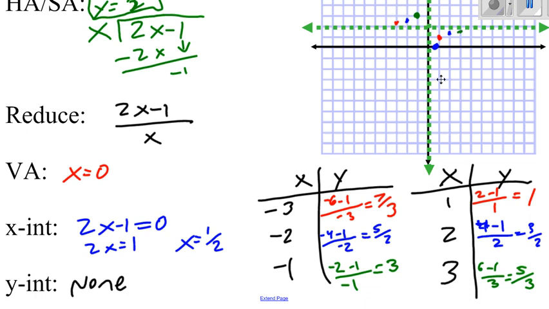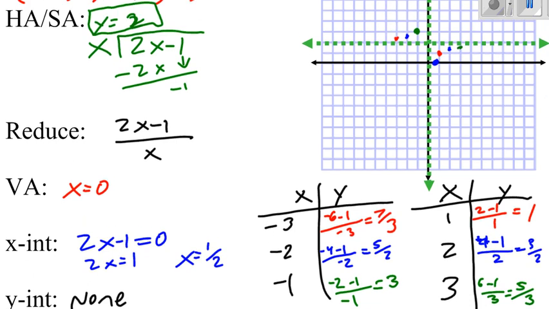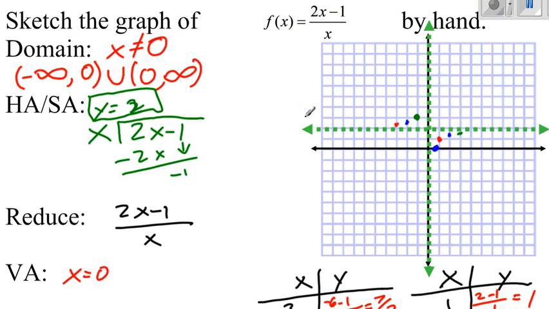So we can see with these points, we have a pretty good idea of what our graph's going to look like, so go ahead and plot it. And it goes really close to the asymptote but doesn't touch. It has to connect through those dots. Something like that.